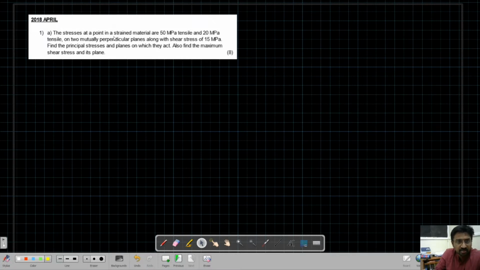Stresses at a point in a strained material are 50 MPa tensile and 20 MPa tensile on two mutually perpendicular planes along with shear stress of 15 MPa. Find the principal stresses and planes on which they act. Also find the maximum shear stress in the plane.